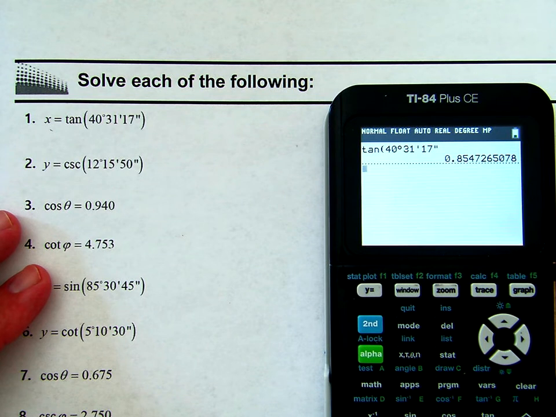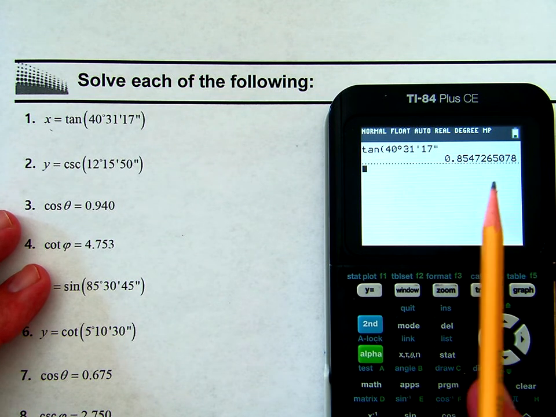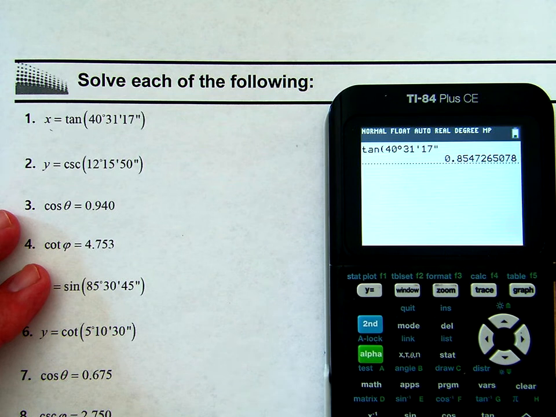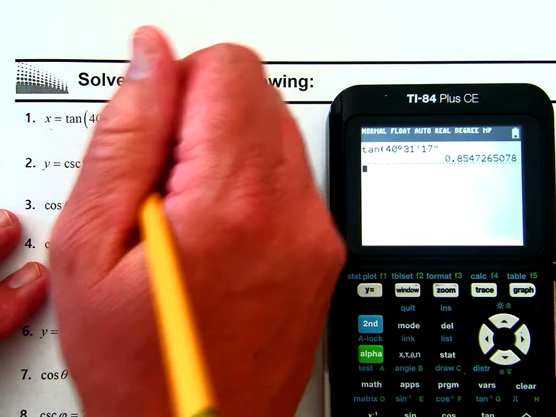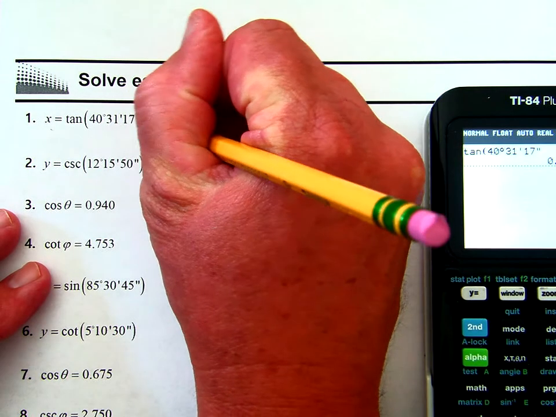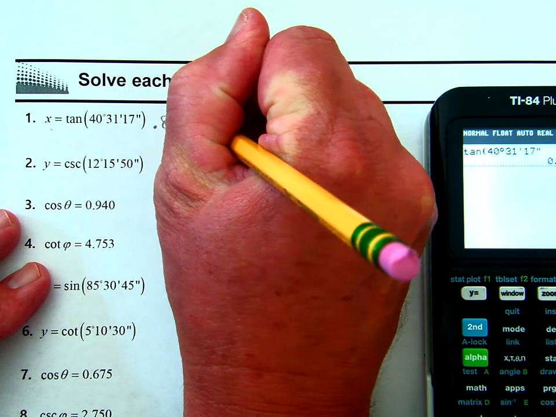All right, this particular page does not have any rounding instructions associated with it. If there are rounding instructions, always make sure to follow them. A safe way to go, if you're answering the ratio, meaning the thing that you get after you do the trig function, is that 4 decimal places is always a safe thing to round to. So our final answer here to 4 decimal places will be 0.8547.